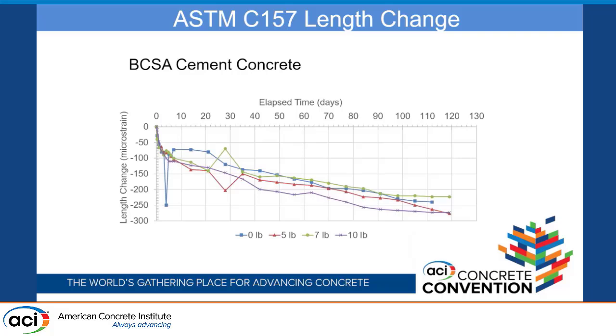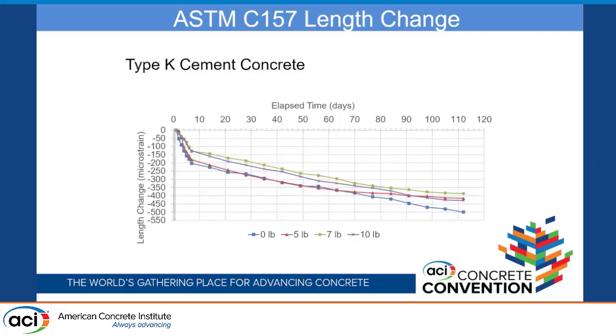For the BCSA cement or the belitic rapid setting cement, we didn't see a definitive trend there as well, but we did see that we got a little bit of improvement as we added 7 pounds of internal curing water and actually saw more shrinkage with the 5 and 10 pounds. And some of that, again, may be some slight issues with that baseline specimen that we need to reevaluate.